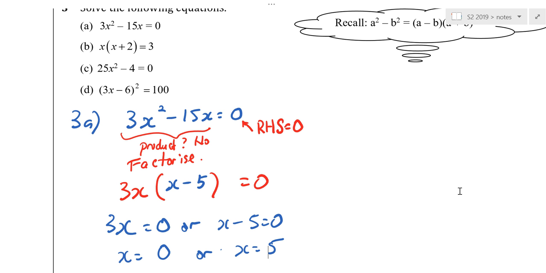Do I get 0 if I put 0 back into the equation? Answer is yes. Do you know what I mean? Like I substitute 0 inside. 3 times 0, 0. Minus 15 times 0, 0. 0 minus 0 is 0. If I put 5 inside, do I get back 0? You try a calculator, you will also get back 0. Therefore, both are the answers. Can understand?